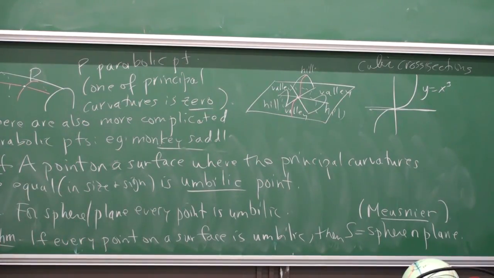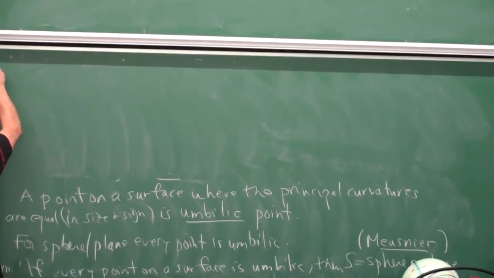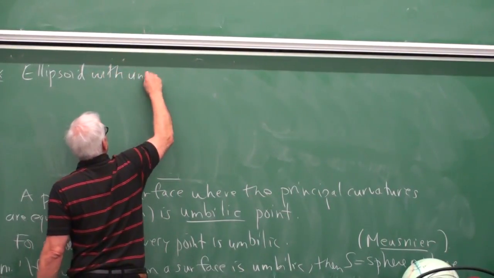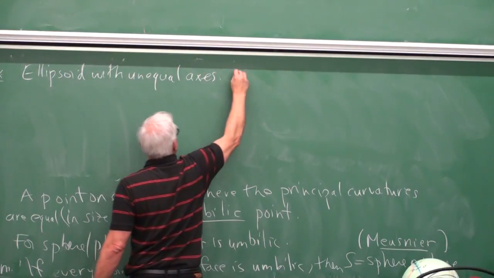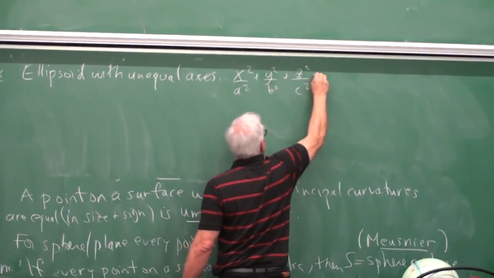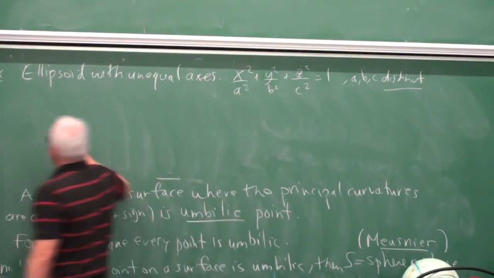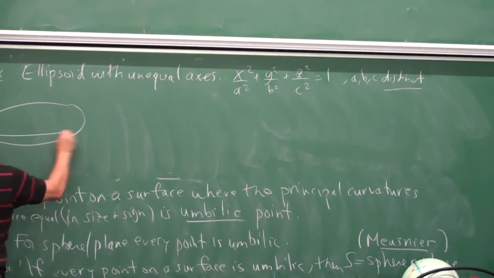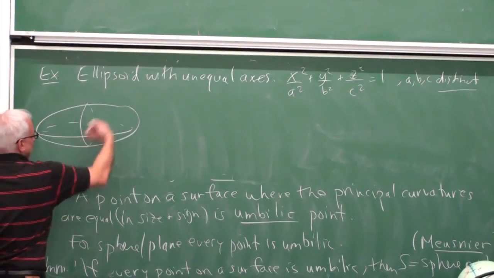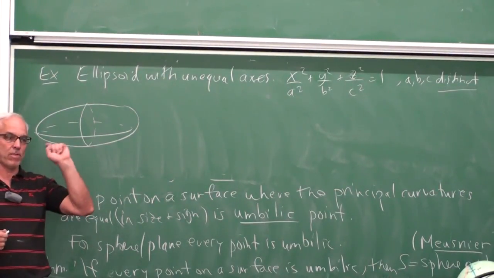By the way, I might mention these umbilic points are quite interesting. At some point it was appreciated that a very interesting example is an ellipsoid with unequal axes. So something like x squared over a squared plus y squared over b squared plus z squared over c squared equals 1, where a, b, and c are distinct. So some kind of football with elliptic cross sections in all three directions. It turns out that such an ellipsoid has exactly 4 umbilic points.